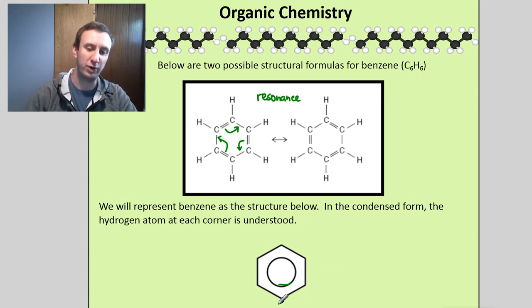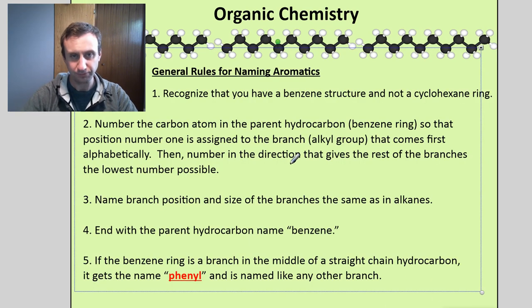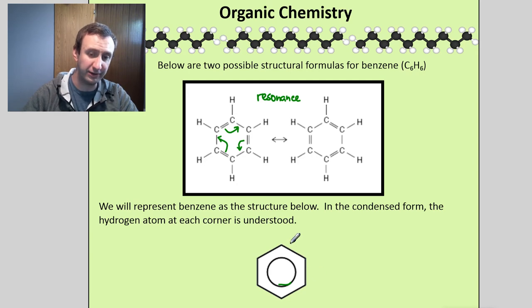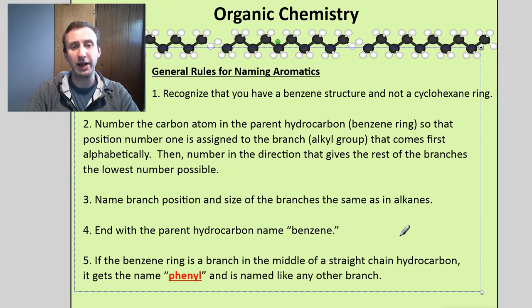So we have this resonance way of representing benzene, of saying, hey, here are our double bond electrons right here as a circle in this benzene structure. We have a special name for this, and that is a base name of benzene. All right, so that's what we call this, is benzene. So first of all, recognize you have a benzene structure and not a cyclohexane ring. It's not cyclohexane because I have those 3 double bonds.